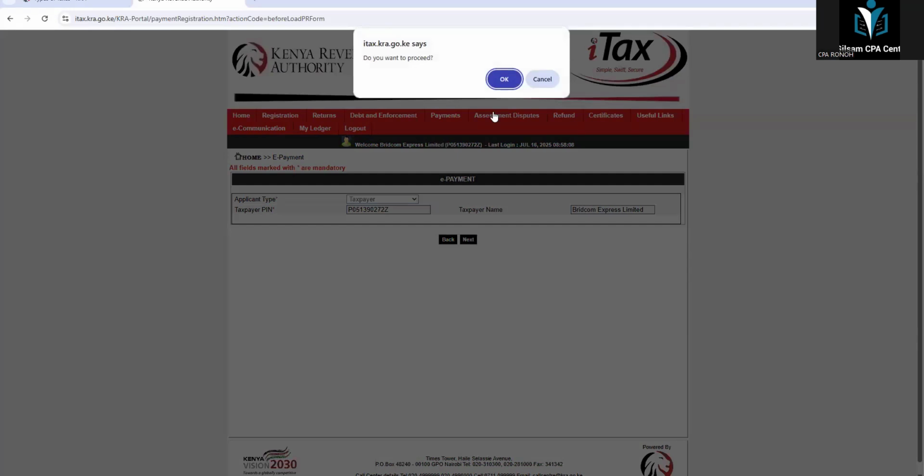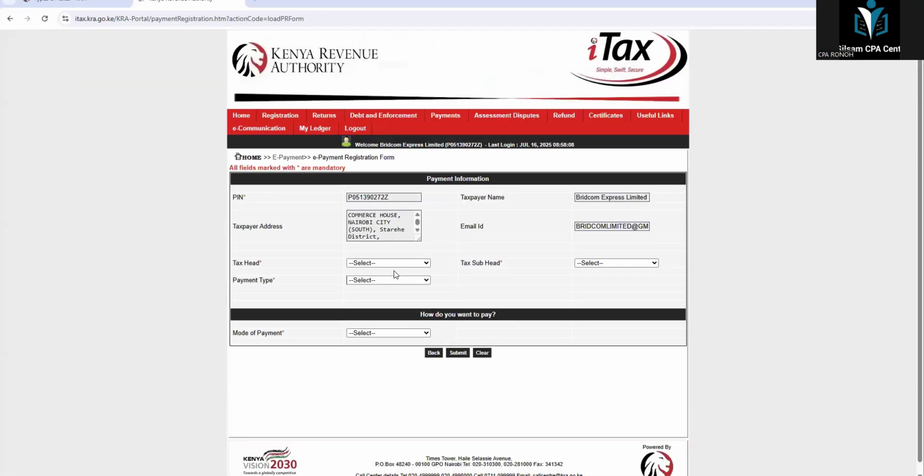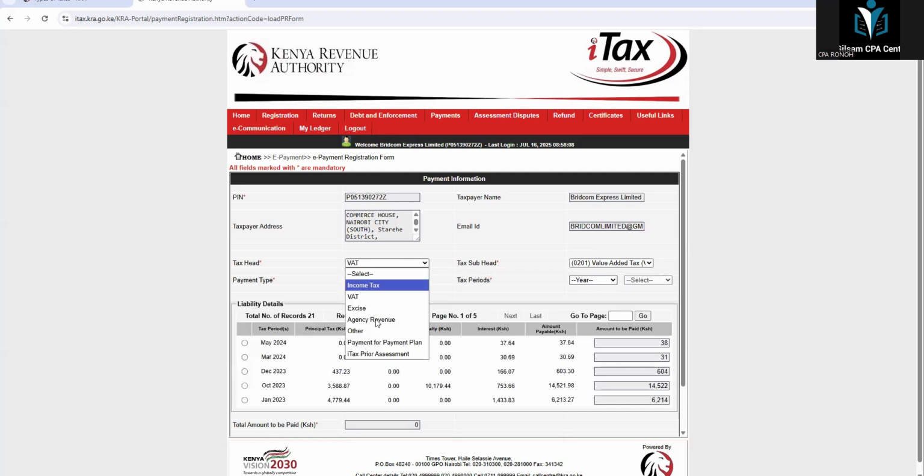This one is not a withholding agent. If it were a withholding agent, you would realize there is a section here for withholding VAT. But since he is not a withholding agent, it does not appear. If you are a withholding agent, you will find it in this section, and then you can withhold 2% of the net amount.